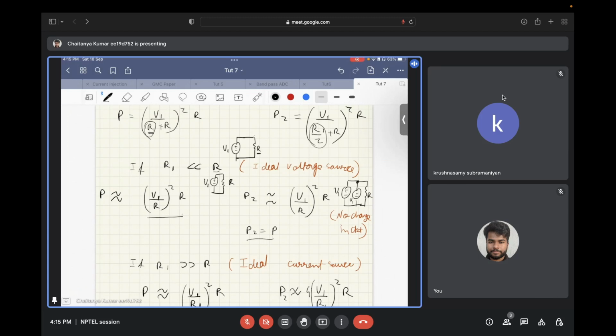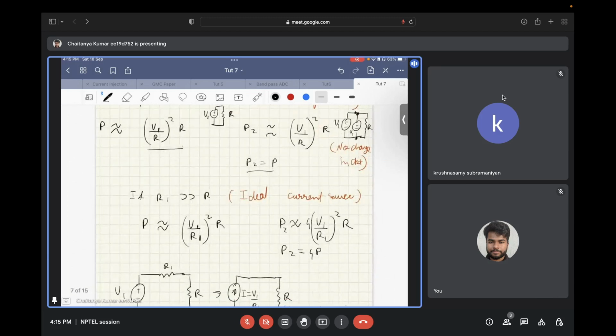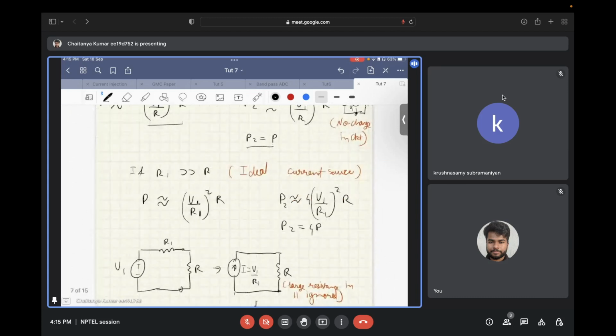What is exactly happening is you are connecting two ideal and identical voltage sources in parallel. So that basically doesn't change anything in the circuit, because still you have voltage of V1 across this resistance. So the power that is being consumed by this resistance is same as the previous case. Now, the other case is that we have R1 much greater than R.